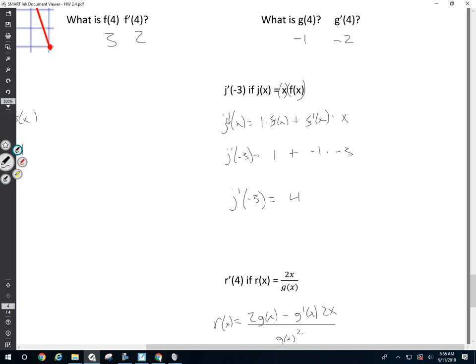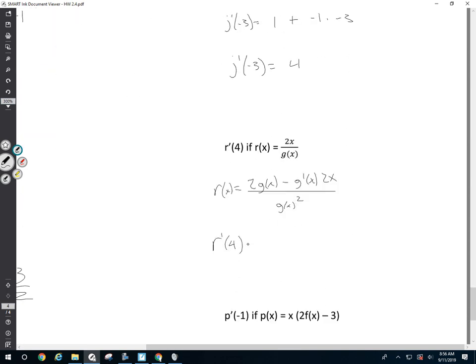g and g prime at 4, negative 1 and negative 2. Make sure you plug in 4 for x. Negative 1 squared. This is negative 2. This is 8 times 2 is 16. So negative 2 minus 16 is negative 18 over 1. Negative 18.